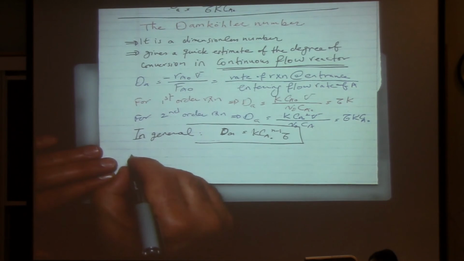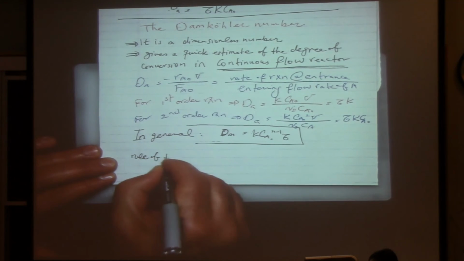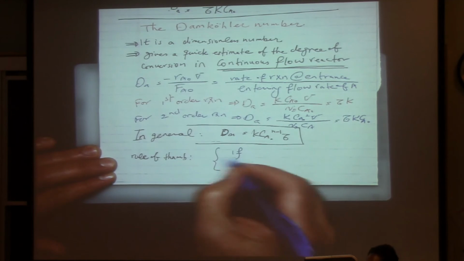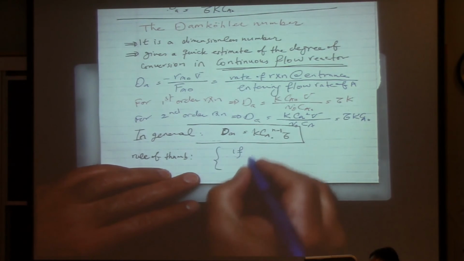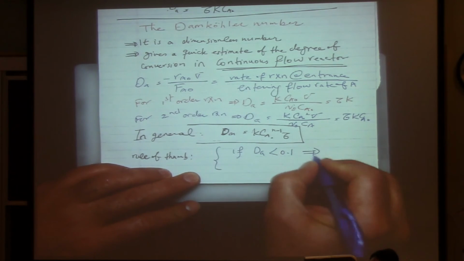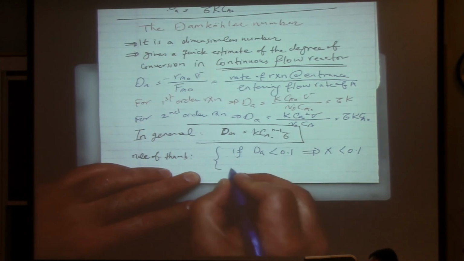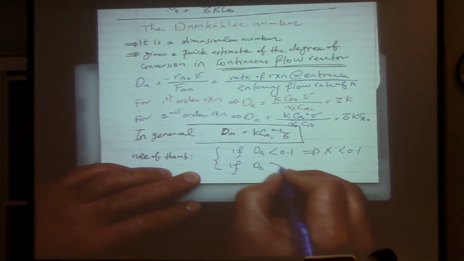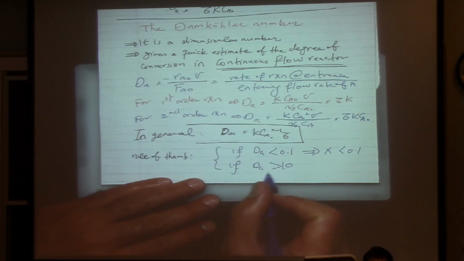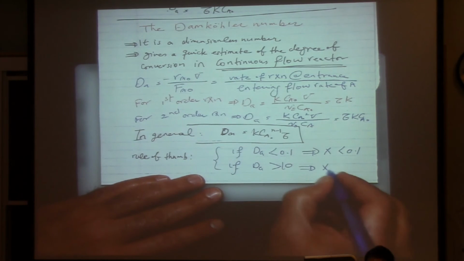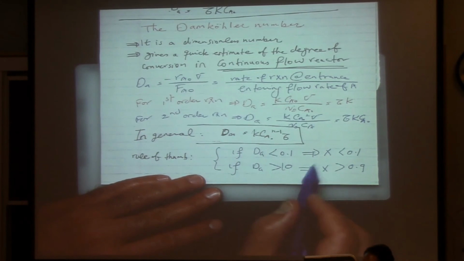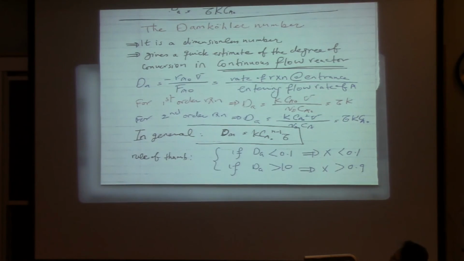So a rule of thumb in reaction engineering: if your Damköhler number is smaller than 0.1, your conversion X would be less than 10%. And if your Damköhler number is more than 10, this is again a rule of thumb, just an approximation, it means that your conversion most likely would be more than 90%. And between those numbers, your conversion falls between 10 and 90%.